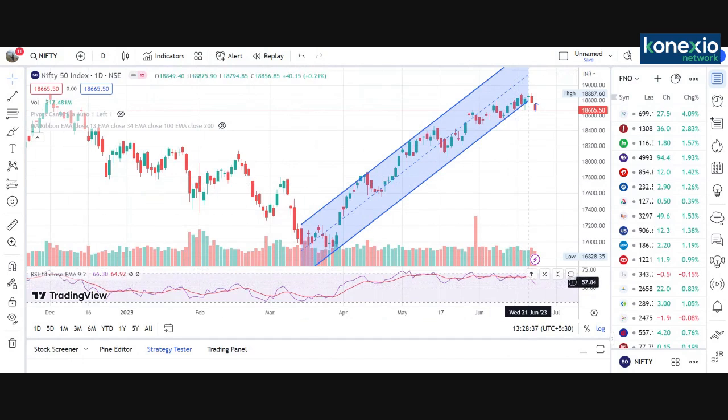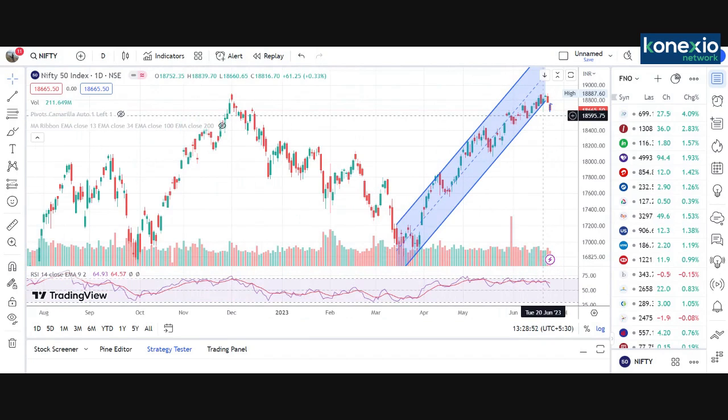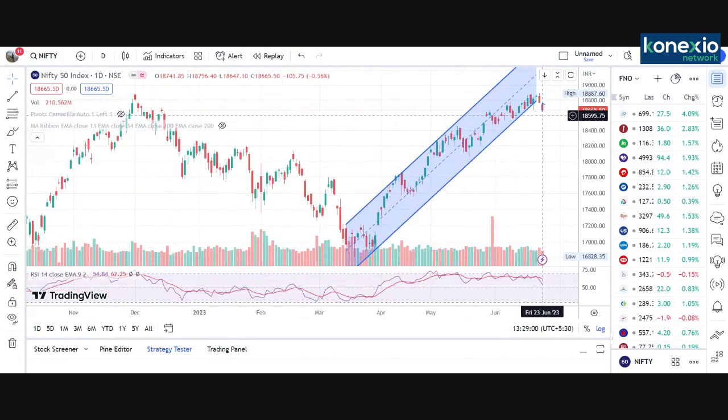Yes, the RSI has also given some sort of negative crossover, which is a bearish signal. So maybe another 1800 points downside cannot be ruled out, but I don't think the market will crash hugely from these levels. Some sort of weakness could be seen just because of the monthly expiry in the next week.